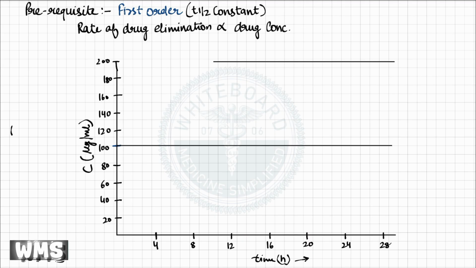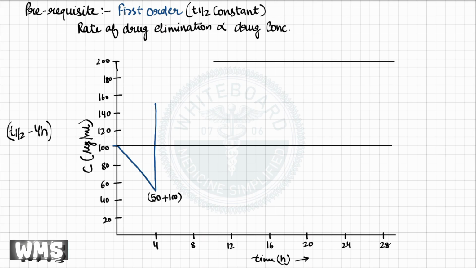Now, assume the half-life of the drug is 4 hours. Therefore, after one half-life, that is after 4 hours, 50% of the drug is eliminated, and the concentration falls from 100 to 50 micrograms. At this exact time point, we give the second dose of 100 micrograms. Since 50 units from the first dose are still present, the new plasma concentration now becomes 150 micrograms.